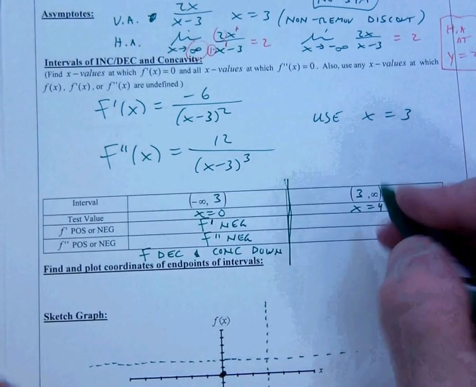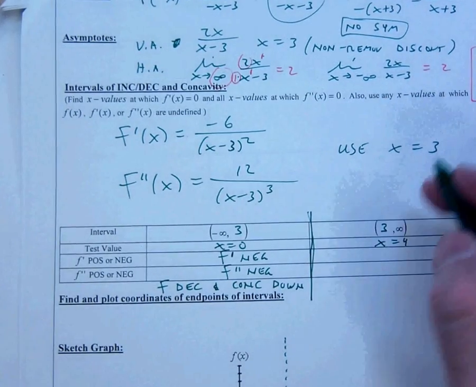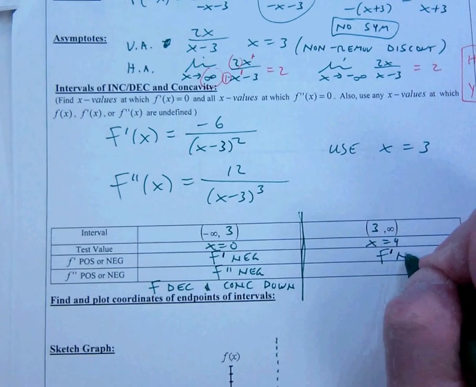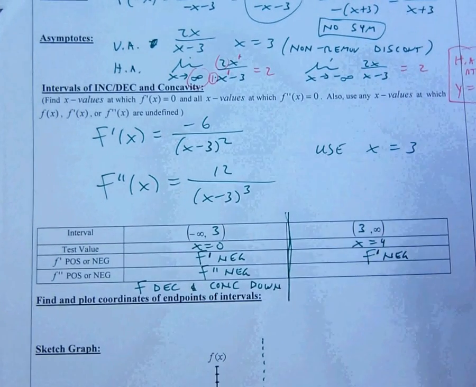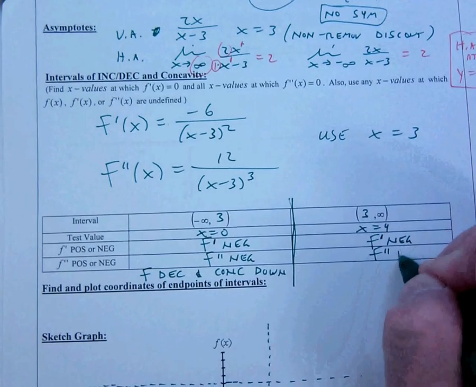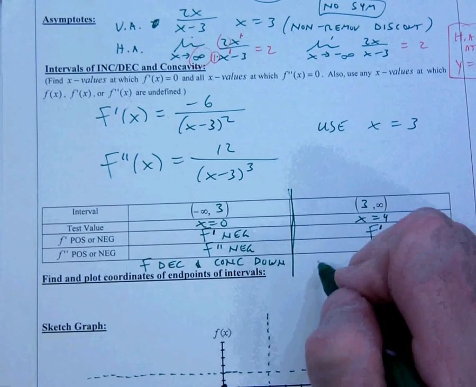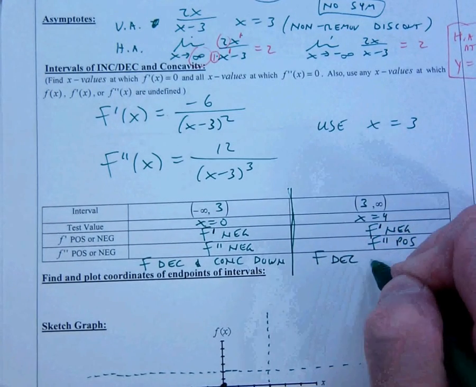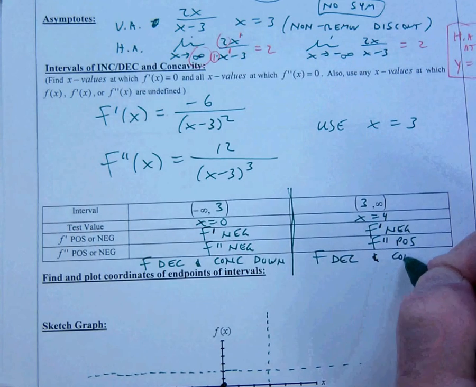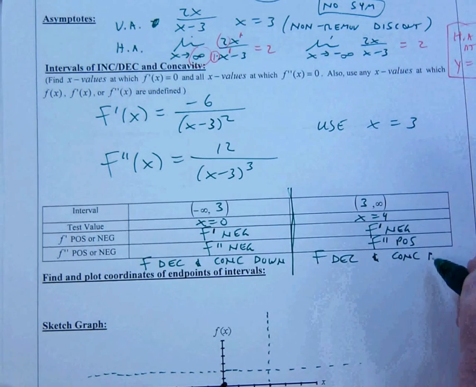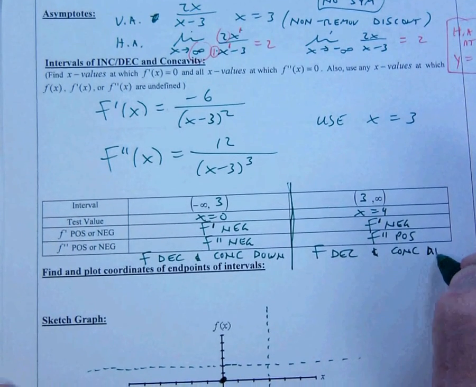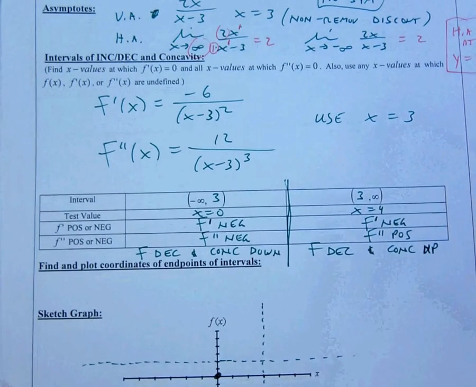Okay, over here, if I stick a 4 into f prime, I get a what? I'm sorry, a negative again. If I stick a 4 into f double prime, I get a positive. So therefore, on that interval, you can say that f is decreasing and what? Concave down. No, concave what? Up. Decreasing and concave up.